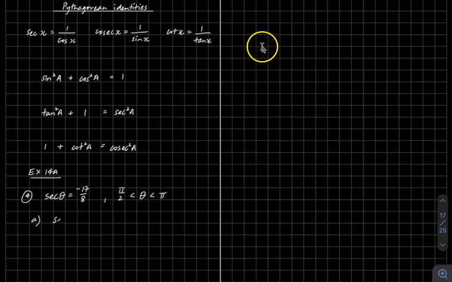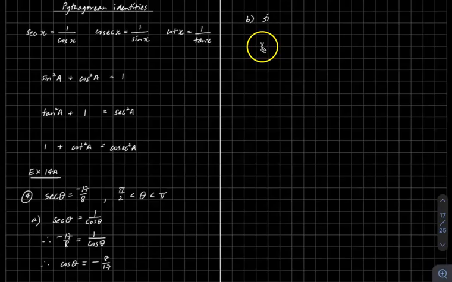So we know that sec theta equals 1 over cos theta, so therefore negative 17 on 8 is equal to 1 over cos theta. So therefore cos theta is just going to be the reciprocal of that, isn't it? So negative 8 on 17, and as we said, if sec is negative, cos will be, and vice versa. The second part of the question is asking us to find the value of sine theta.